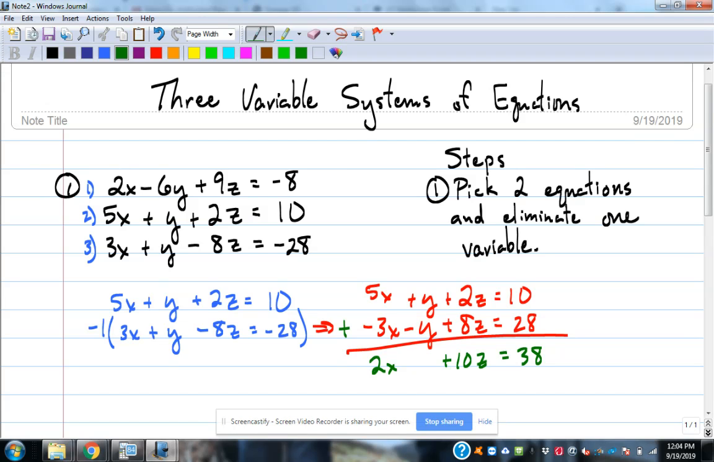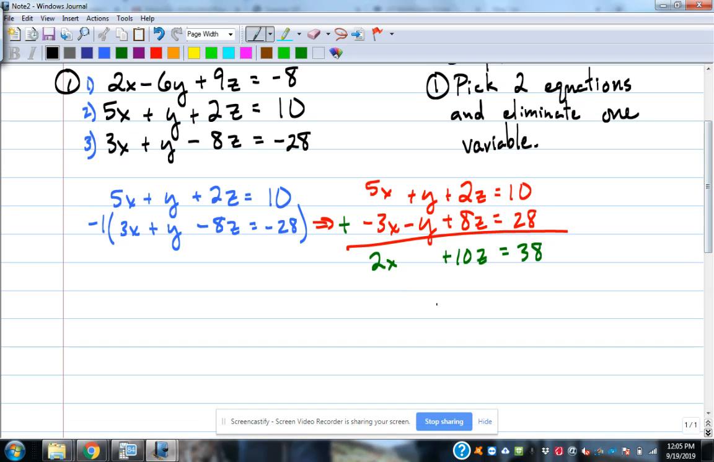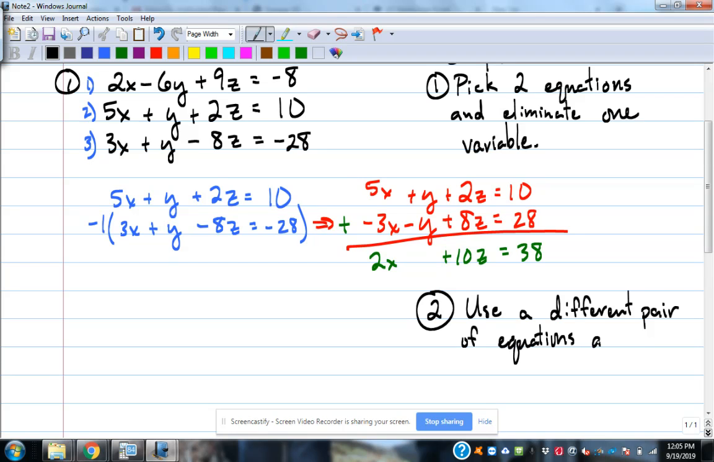And I need to do the next step. So the first step, pick two equations and eliminate one of the variables. Okay? Pick a variable to eliminate. The second step, so step 2, is to use a different pair of equations and eliminate the same variable.